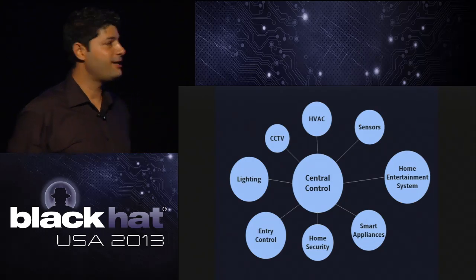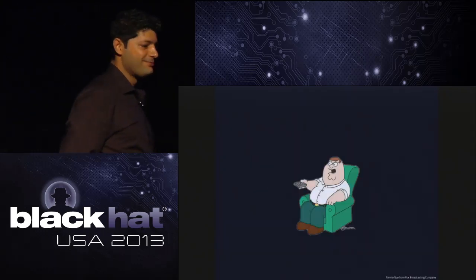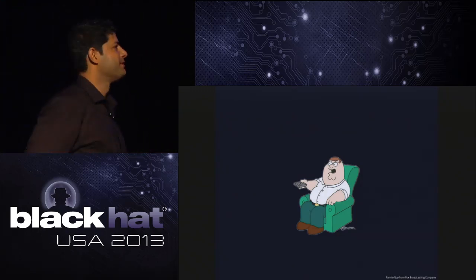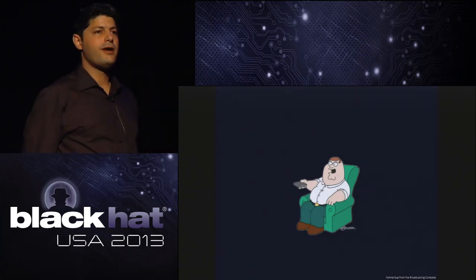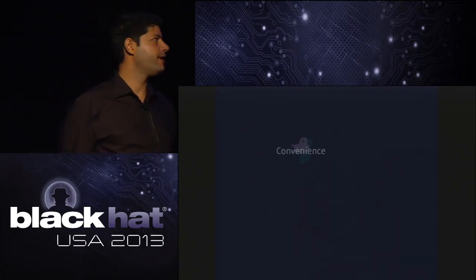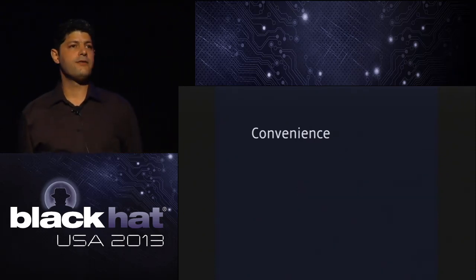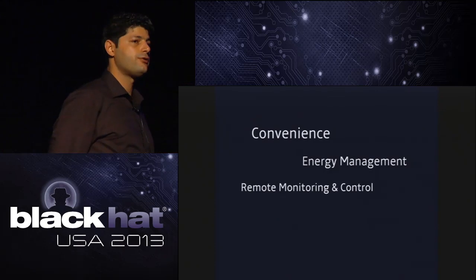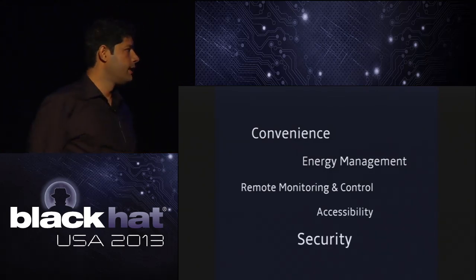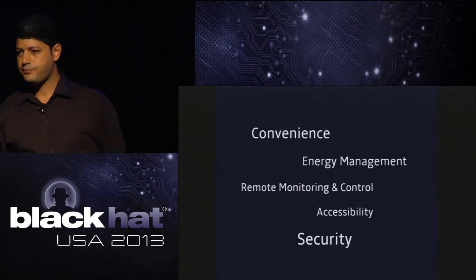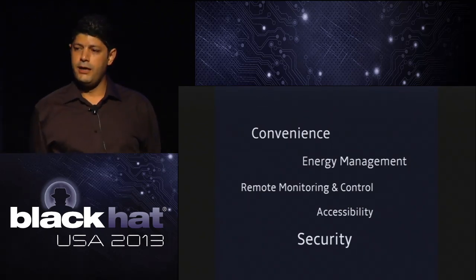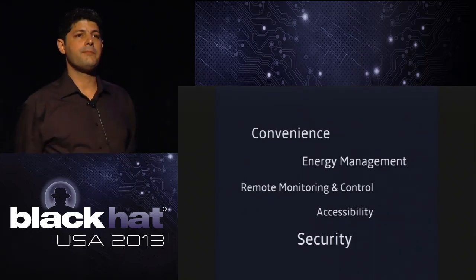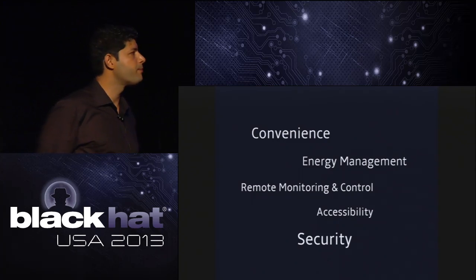One of the biggest advantages, at least for me, is that I'm a couch potato. I'm sure I'm not the only one here. So I would like to sit on my couch, control everything by remote control, and enjoy it. So convenience is probably on top of the list of the advantages of an automated home. We have other things as well, like energy management, remote monitoring and control, accessibility, and of course security. All of these advantages have made smart homes very interesting for a consumer.